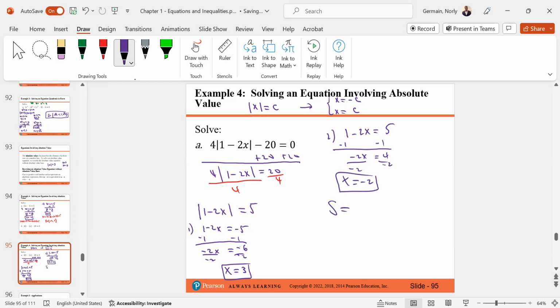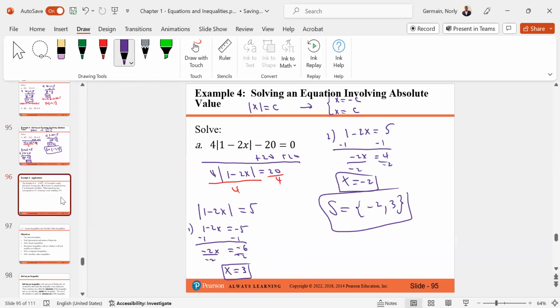So solutions, after you check it in the original equation, you can state that the solutions are negative 2 and 3. I don't verify because I already see it's going to be correct, but please feel free to verify those every time. One more thing to complete the section.